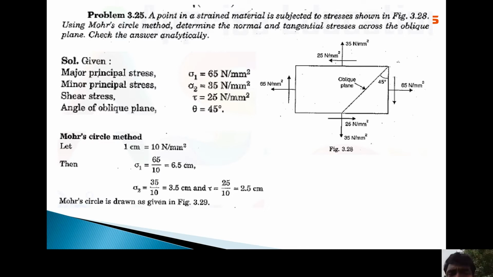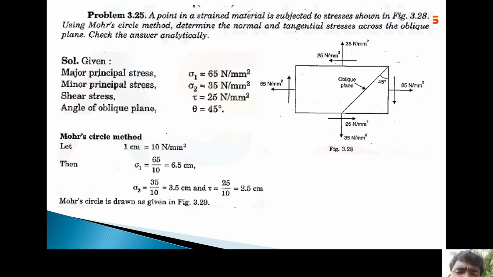Next, shear stresses are acting, 25 Newton per mm square. The shear stress is 25 Newton per mm square, and the sigma x value is 65 Newton per mm square, and sigma y value is 35 Newton per mm square.